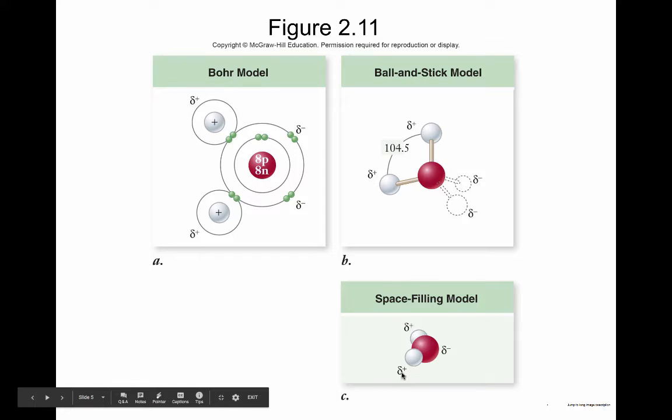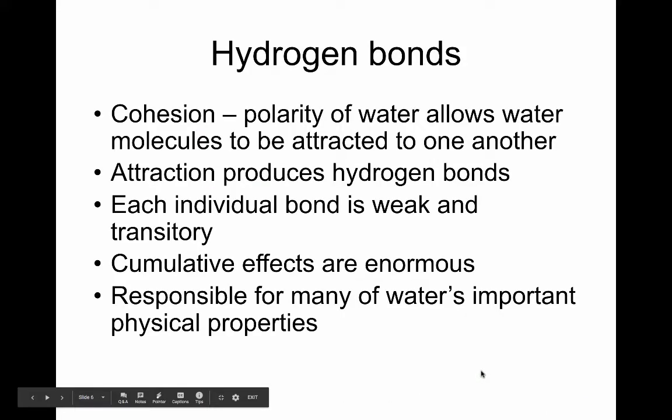And these are all just different models of water. The Bohr model, which is maybe what you looked at a lot in chemistry. Then, of course, the ball and stick model, looking at angle and degree, and then the space filling model. The space filling model tends to be the one that we use most commonly in biology.